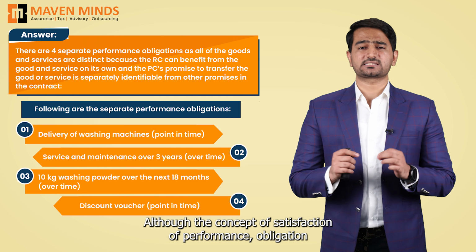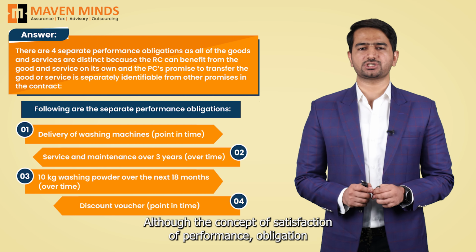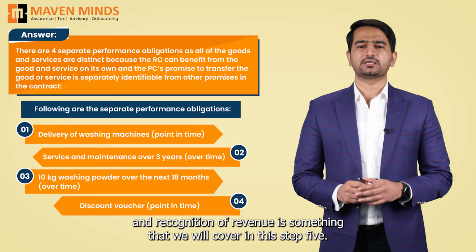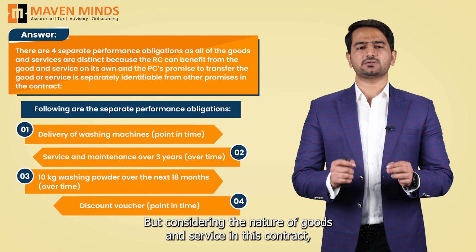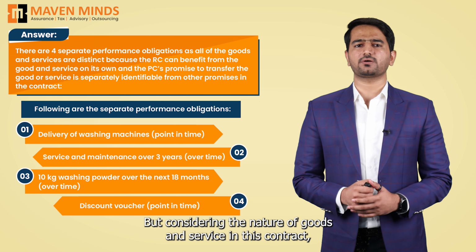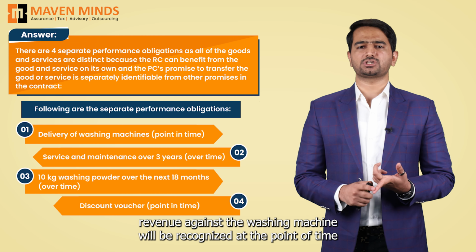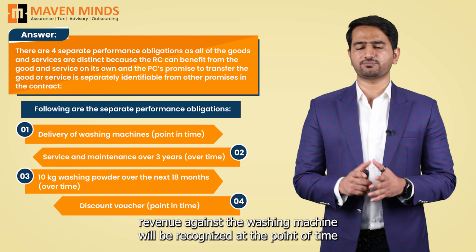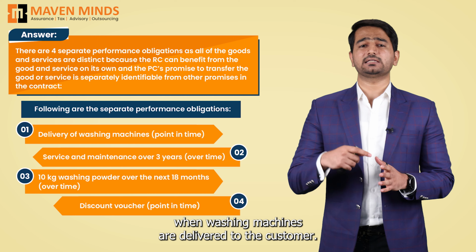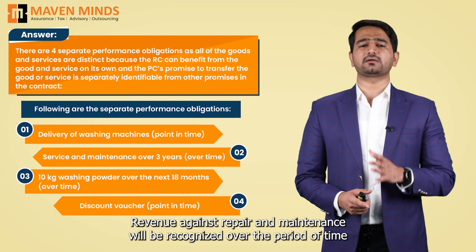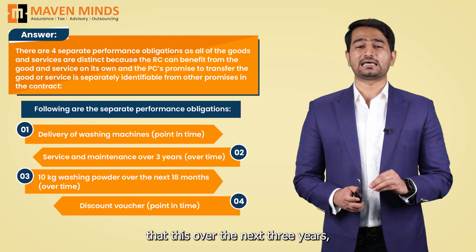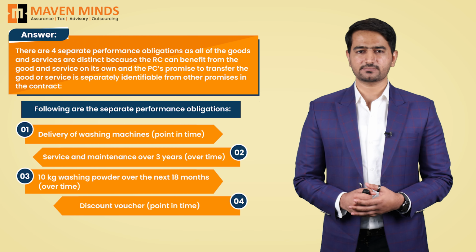Although the concept of satisfaction of performance obligation and recognition of revenue is something that we will cover in step 5, considering the nature of goods and services in this contract, revenue against washing machine will be recognized at a point in time when washing machines are delivered to the customer. Revenue against repair and maintenance will be recognized over the period of time, that is over the next 3 years.